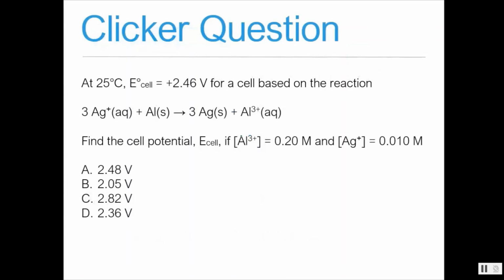Now it's time for you to try. This time we're looking at silver ions reducing to solid silver, and the aluminum giving up some electrons and being oxidized to aluminum 3+.